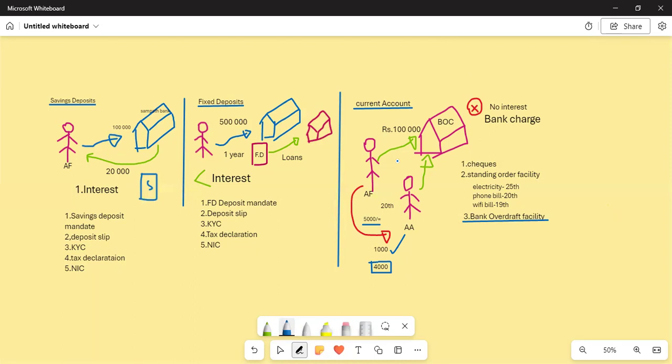Put in the chat box if you all understand. Everyone, all the 19 students, put in the chat box. Very good, excellent.